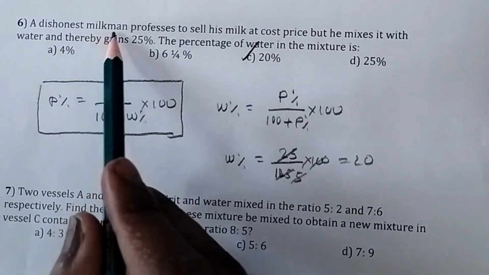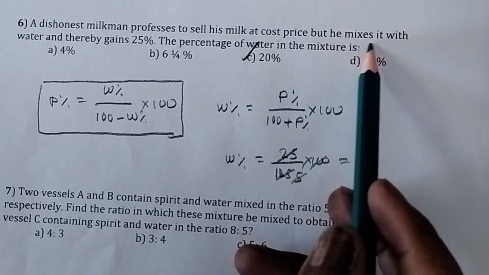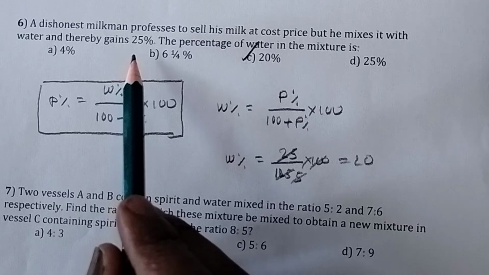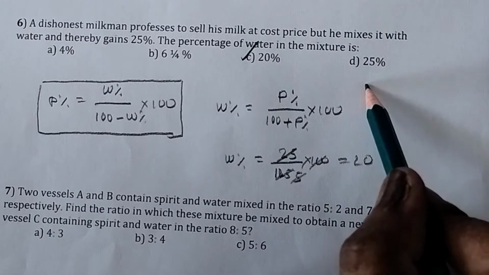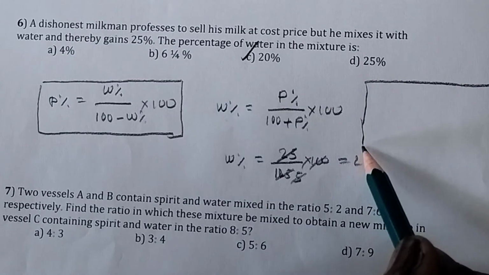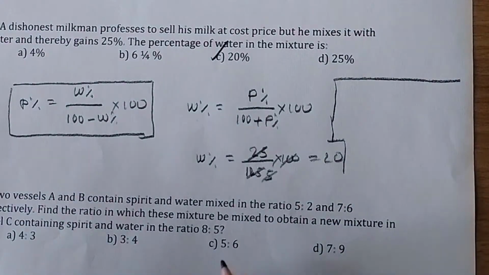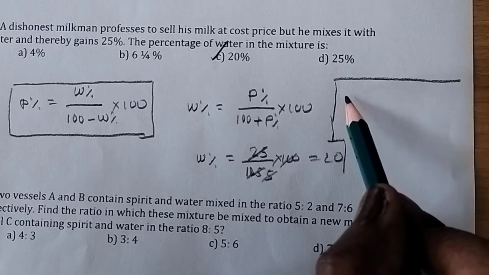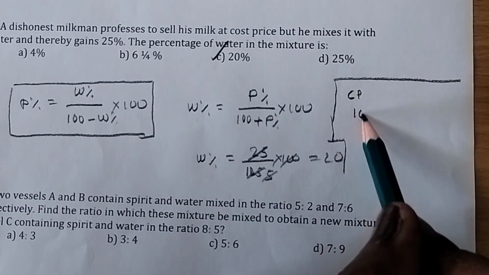A dishonest milkman professes to sell his milk at cost price, but he mixes it with water, thereby gaining 25%. That means he is buying 1 liter of milk for 100 rupees. Just assume this question in another model. I'm going to explain the same in a different model, that is, the previous model questions. Take the cost price of the pure milk as 100 rupees.